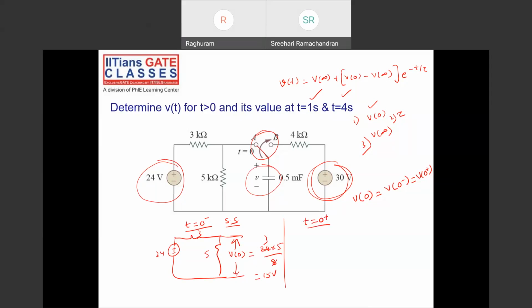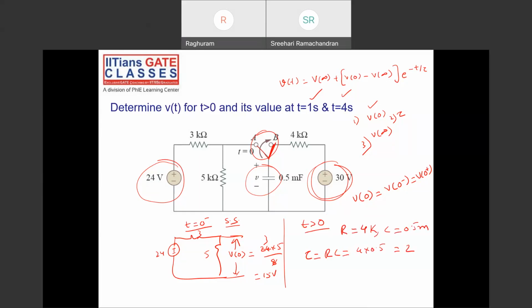After switching, or the t greater than 0 condition rather, what is the position of the switch? It is at position B, right? At position B, what is R equivalent? 4 kilo ohms. And C is 0.5 milli, right? So tau is equal to RC, which is equal to 4 into 0.5, so 2 seconds.